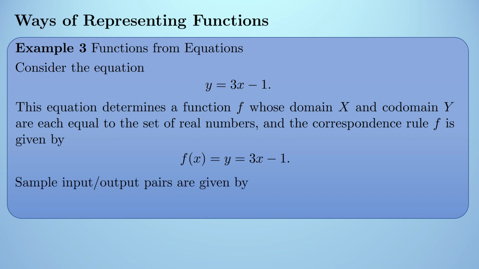Sample input-output pairs for this function are given by f(-1) = -4, f(0) = -1, f(2) = 5, and f(√2) = 3√2 - 1.